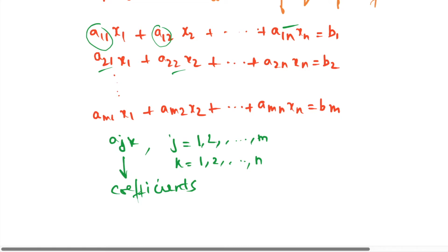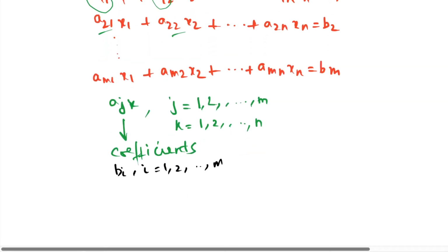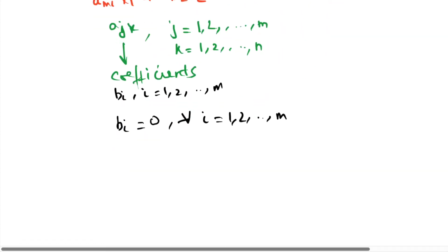All right, and in the same vein, all the bi's, where i can vary from 1 to m, are also given and they are known numbers. If all the bi's are 0 for all i equal to 1, 2 till m, the linear system of equations is known as a homogeneous system.